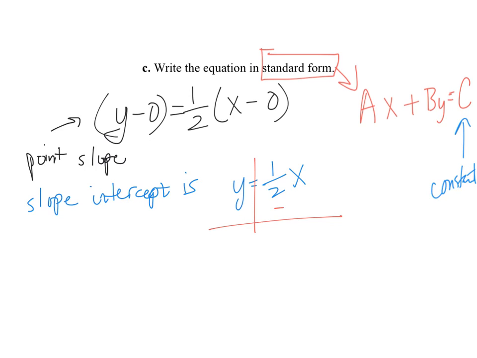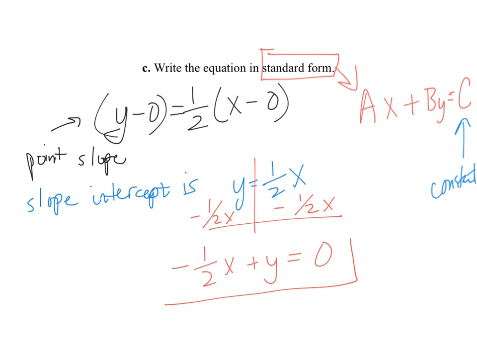So I will do the inverse operation, subtract 1/2 x. What I do to one side I do to the other, and I'll simply move it to the other side where y is. Now I rewrite negative 1/2 x plus y equals 0 because I have nothing left. This is how I change the slope-intercept form into standard form. Good luck.